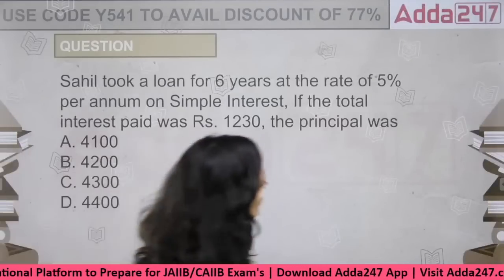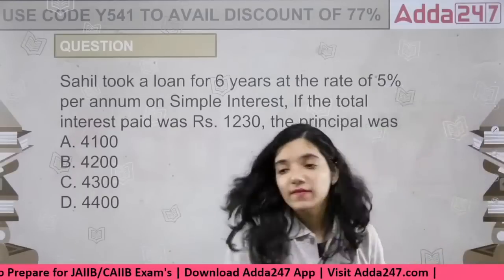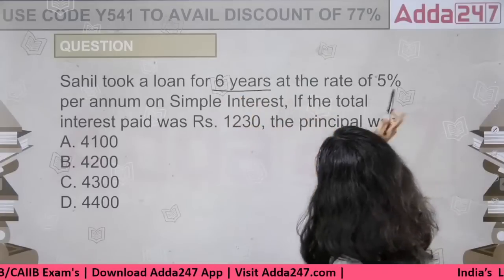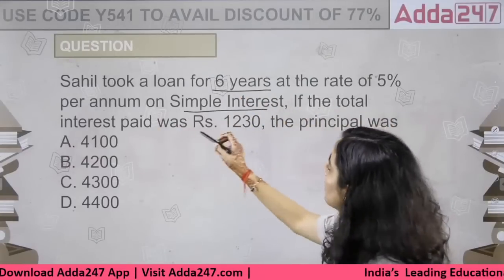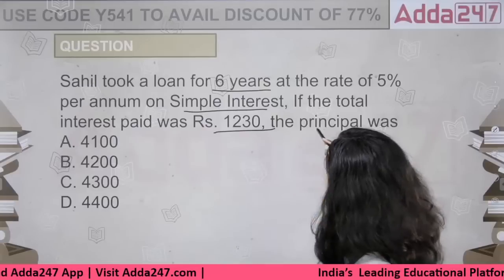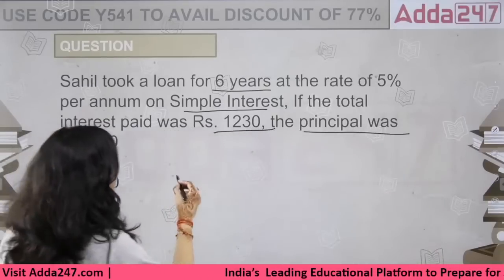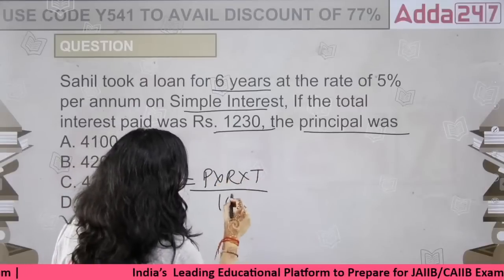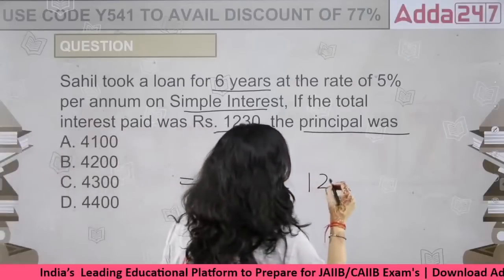The next question says, Sahil took a loan for 6 years. The rate of interest was 5% per annum on simple interest. If the interest paid was 1230, what was the principal? Here the principal is not known to you. You have to use the method P into R into T upon 100. So what would be the value here? It would be 1230 is your SI.